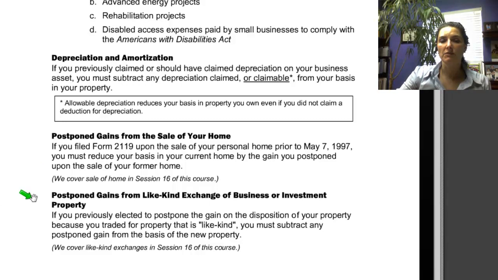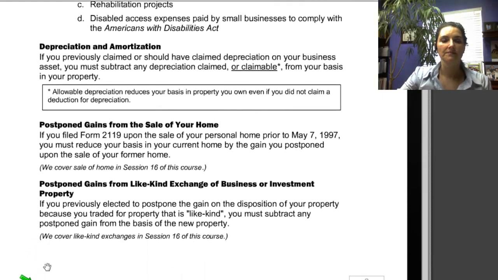Next, we have postponed gains from a like-kind exchange of business or investment property. And in a way, a like-kind exchange deferral of gain is very similar to the postponed gain on sale of your home. The rules for each are different, but the concept is the same. If you previously elected to postpone the gain on the disposition of your property because you traded for a property that is like kind, you must subtract any postponed gain from the basis in the new property. And we also cover like kind exchanges in session 16 of this course.